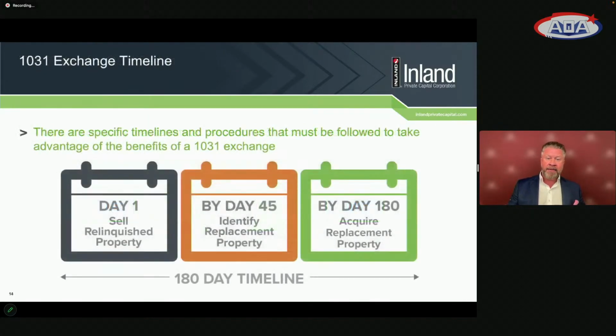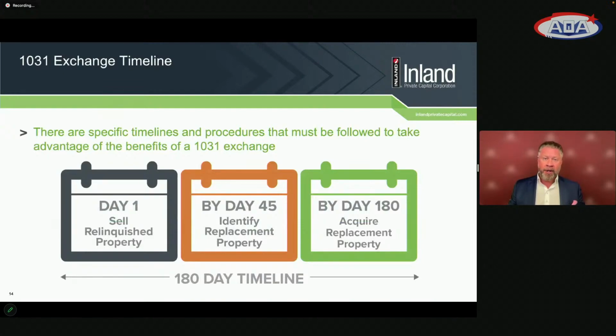You've got 45 days to identify your replacement property. This includes weekends and holidays, right? So to include Yom Kippur, Labor Day, it's all inclusive. Saturday, Sunday, it's all there. So day one is when you sell and the funds go to the qualified intermediary, which triggers the 45 days. Then you have 180 days to get it closed, which is cumulative of the 45.